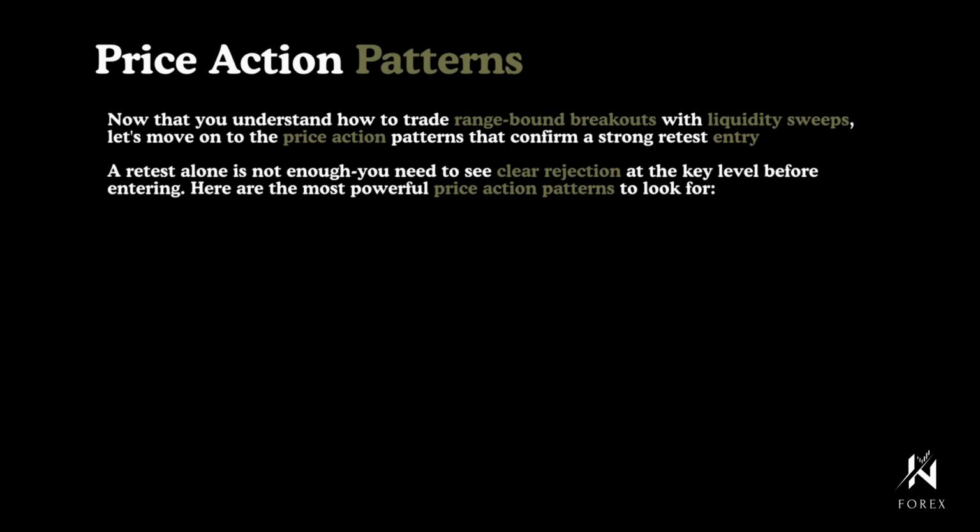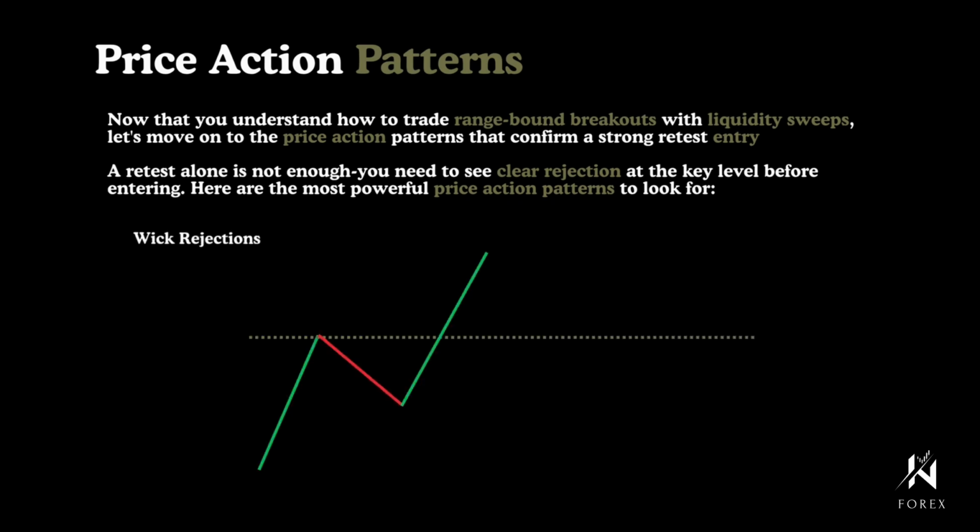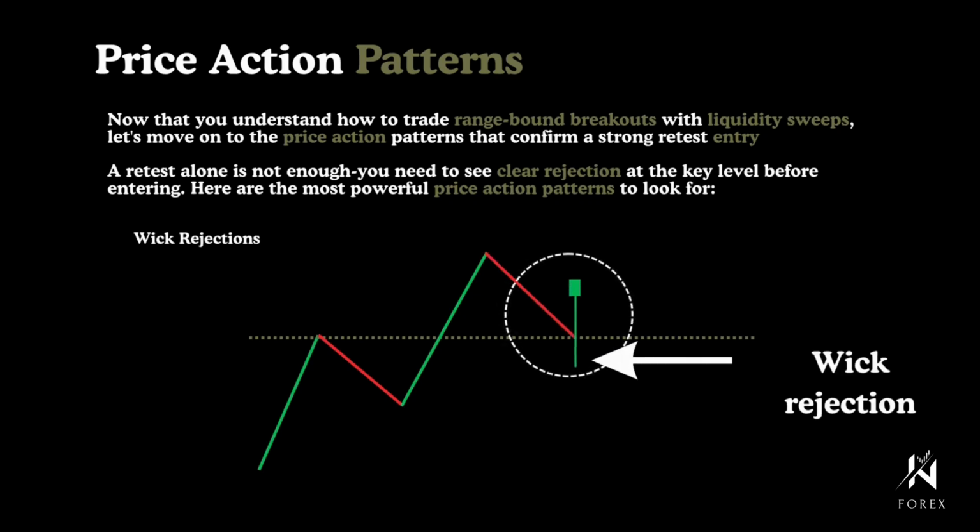The first pattern to pay attention to is known as wick rejections. When price revisits a critical level, one of the clearest signs of rejection is the presence of long wicks. This occurs when price attempts to break a level but gets snapped back quickly, leaving a visible wick.